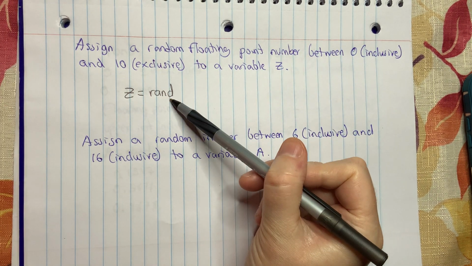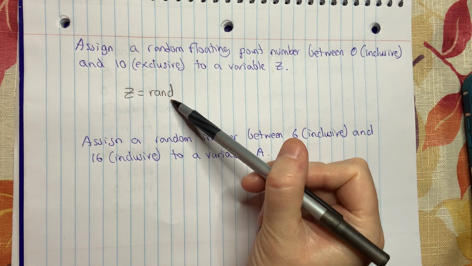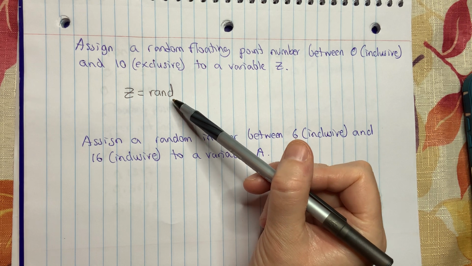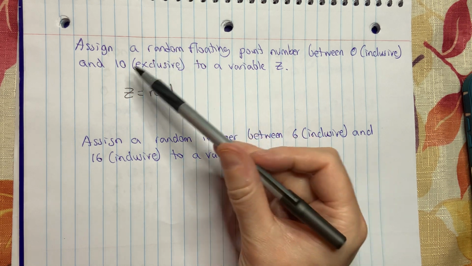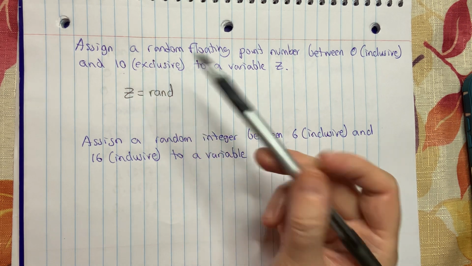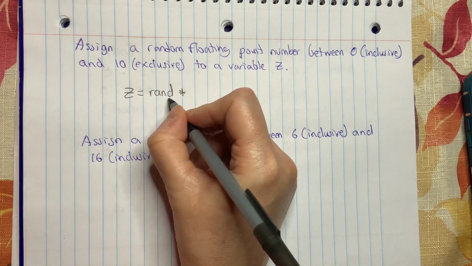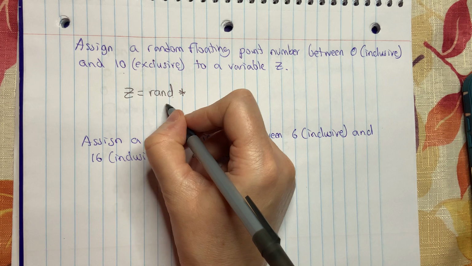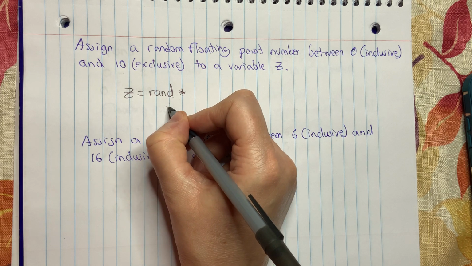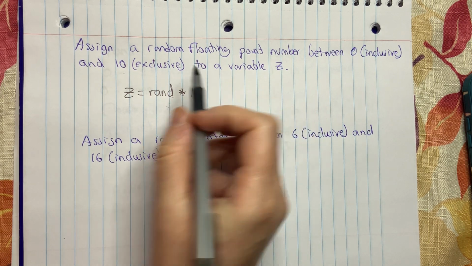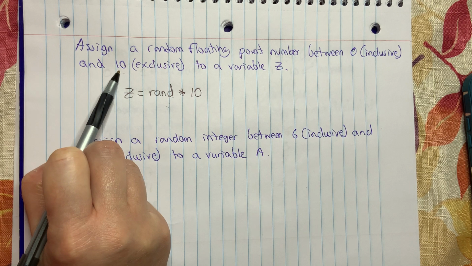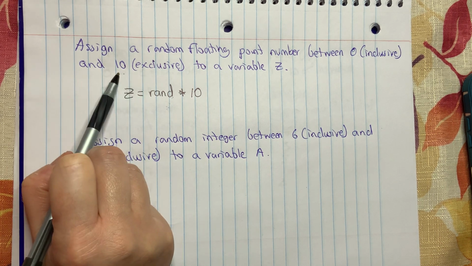And then, but RAND is only going to give us a floating point number up to 1, but 1 not included. And we need to expand it to 10. So how we do that is that we can multiply this function, which is going to be up to 1, but never really quite getting to 1, by 10, by the upper limit that is going to be excluded.